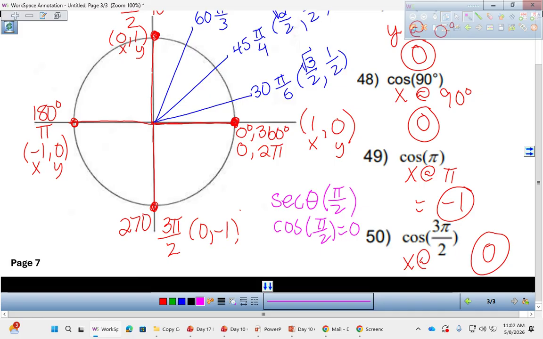How can I make 0 become a fraction? What could I make its denominator? A 1. So what happens when I flip that? It becomes an error. 1 over 0. If you typed 1 over 0 in your calculator, it would tell you that doesn't work. You're going to get an error. I can't divide by 0. So the secant of theta does not exist. Or you could write error, right?